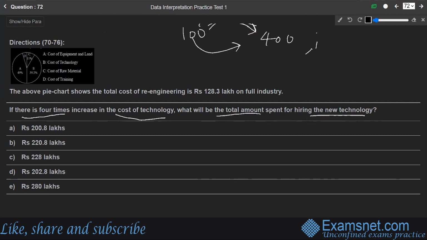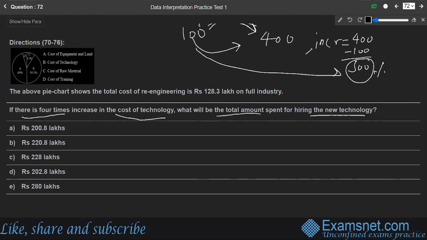The increase is actually 400 minus 100, that is 300. So whenever a thing becomes 4 times of itself, the increase is actually 3 times. The increase is always 3 times or 300%. In percentage it is 300%, and in terms of times it is 3 times.